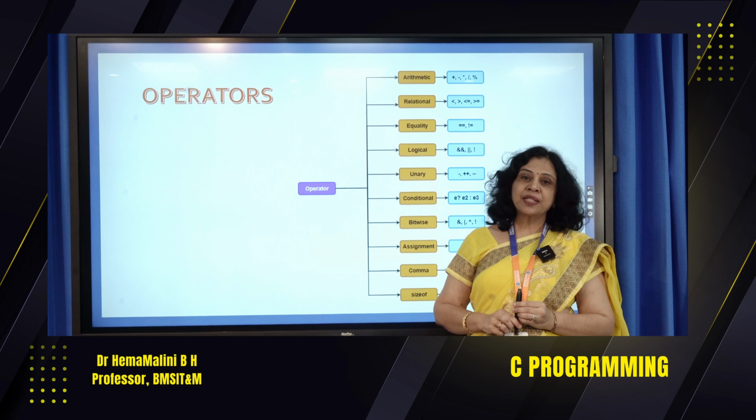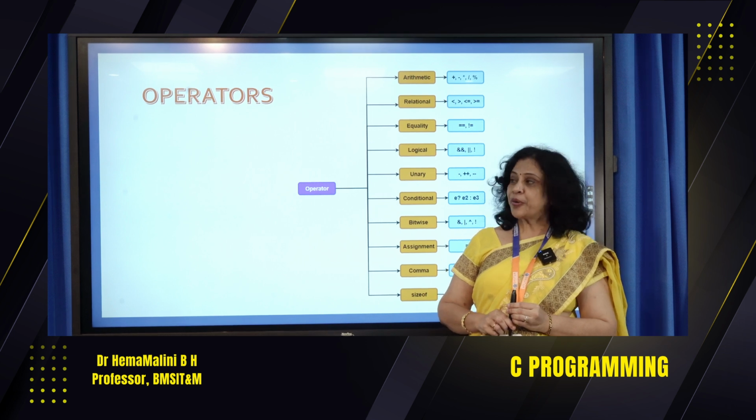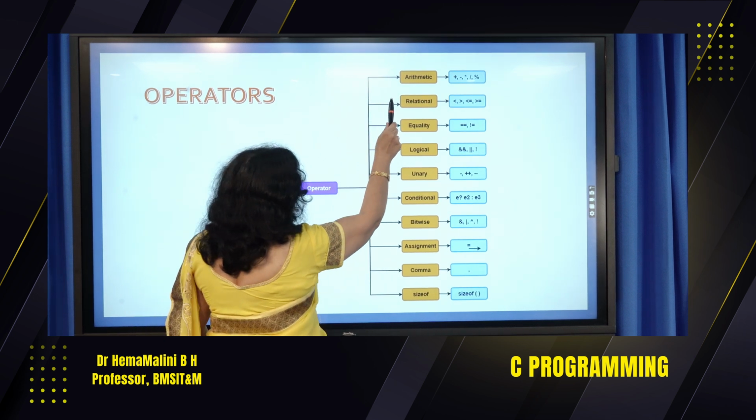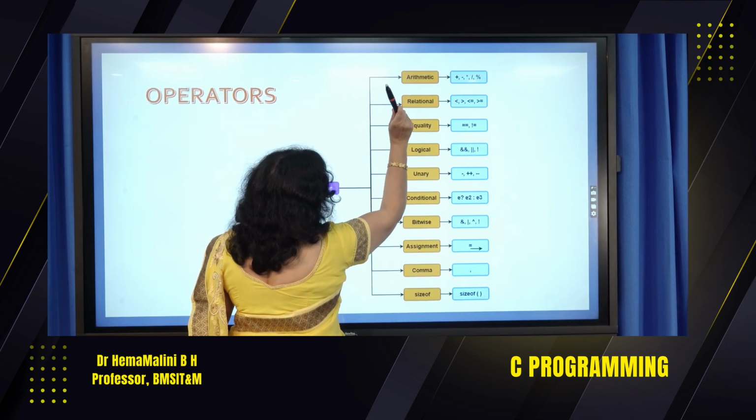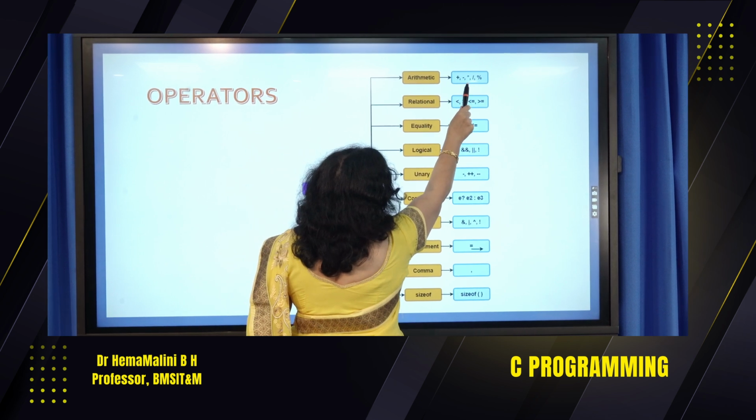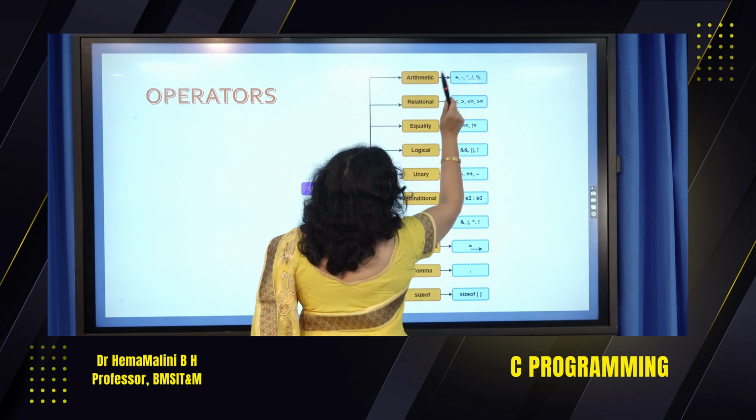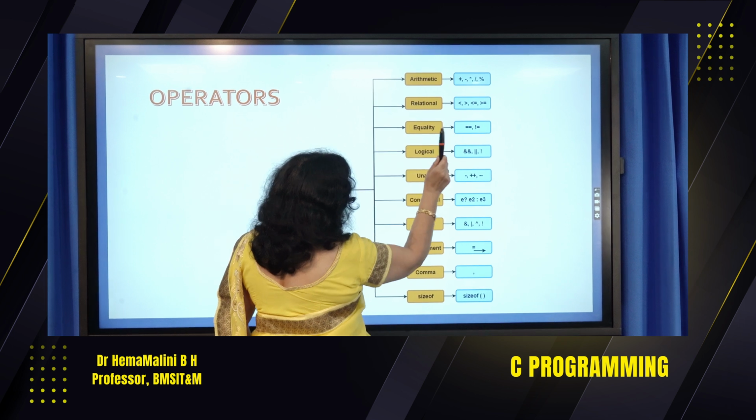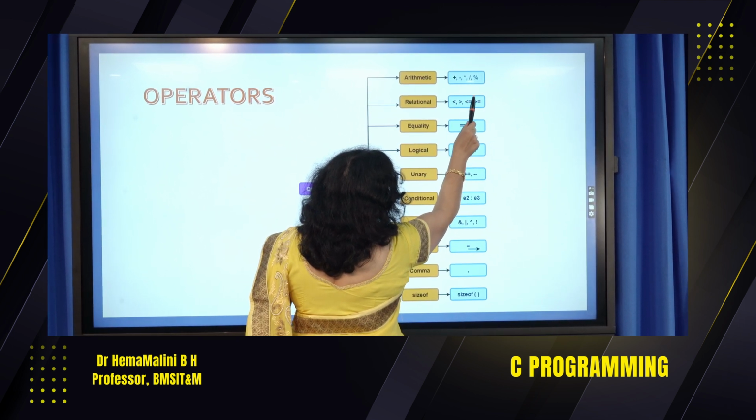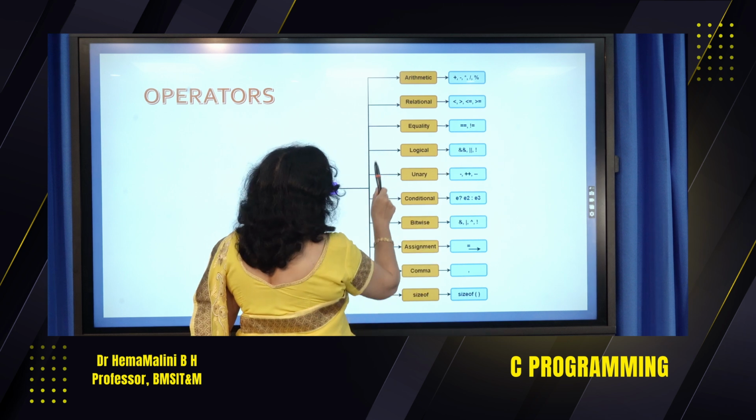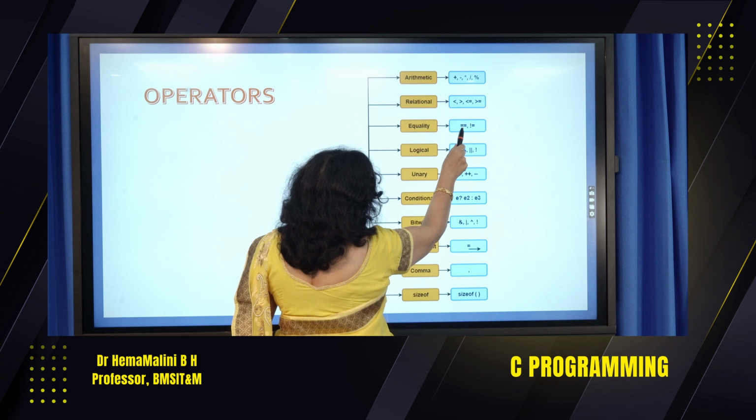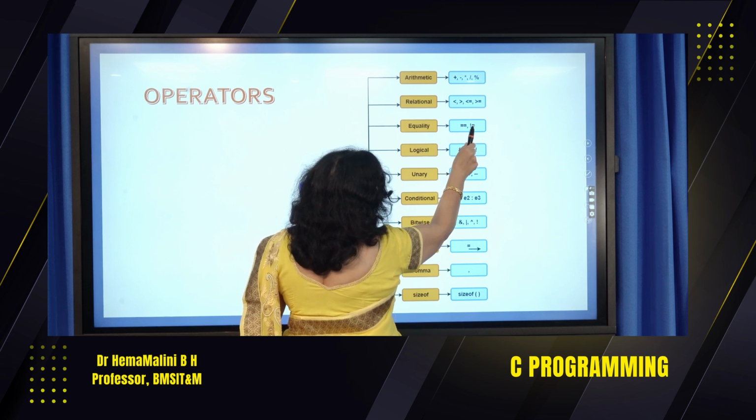Today let us discuss operators in C programming. So coming to the operators, we have various operators in C. One is arithmetic operators. It could be plus, minus, star, forward slash, modulus. Relational operators, it could be less than, greater than, less than or equal to, greater than or equal to. Equality operator is double equals, which shows equality, not equal to.